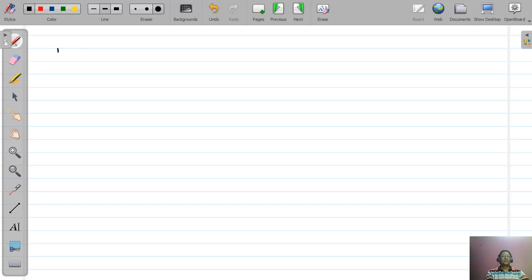Next topic is resolution of a vector. That means we have to make the component of the vector along the rectangular coordinate axes.